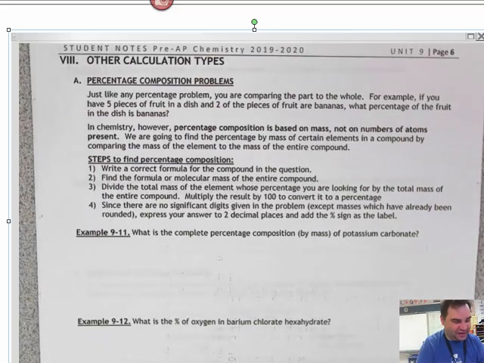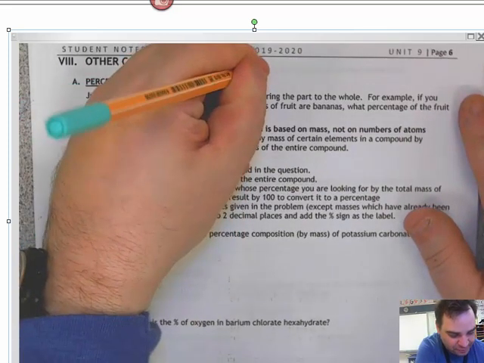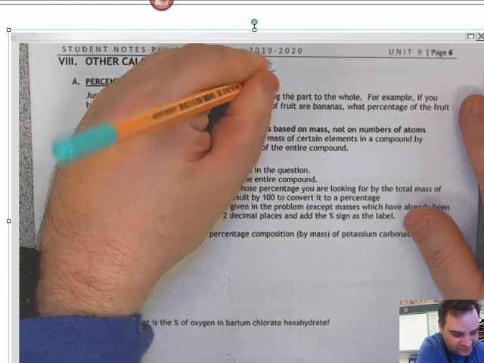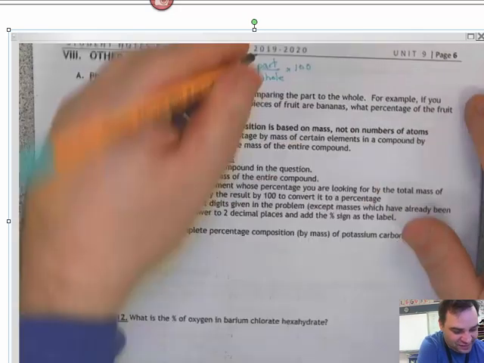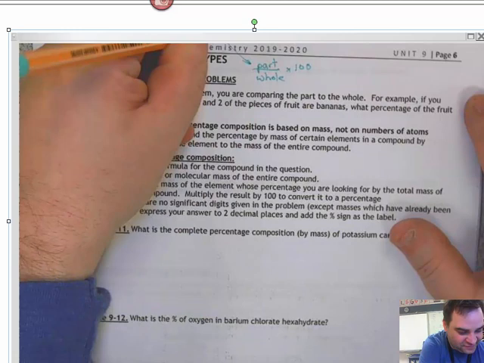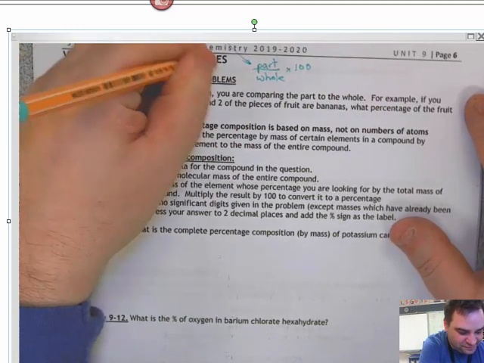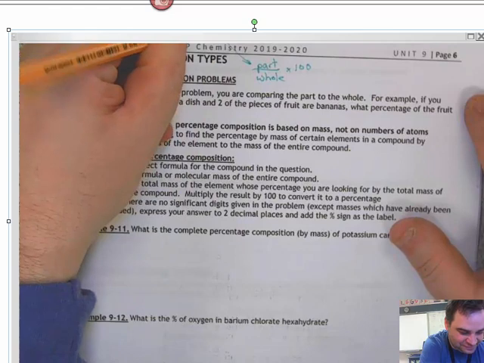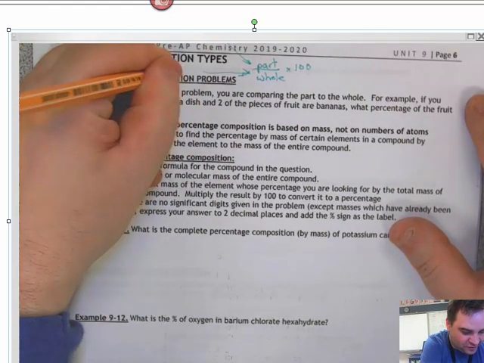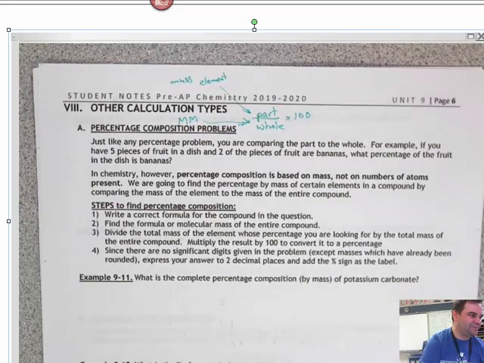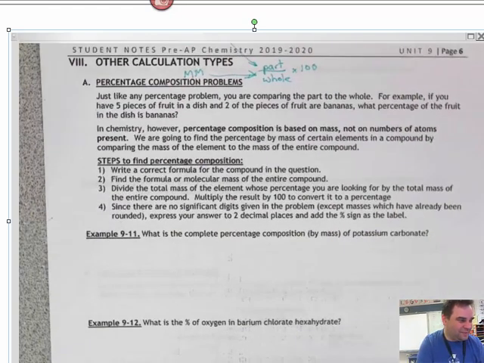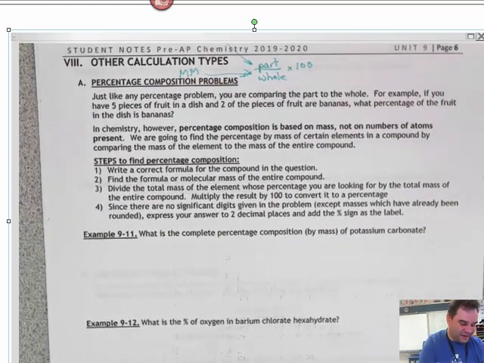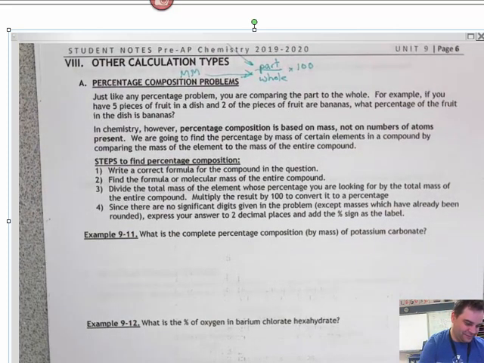Okay. Percent composition, we're going to do the infamous part over whole times 100 to find these. These are going to be your elements here. Masses. This is going to be your molar mass down here when I do that. Okay. Key part here, you have to write the right formula first when you do these. Find the total molar mass, then you can just do your part over whole thing.